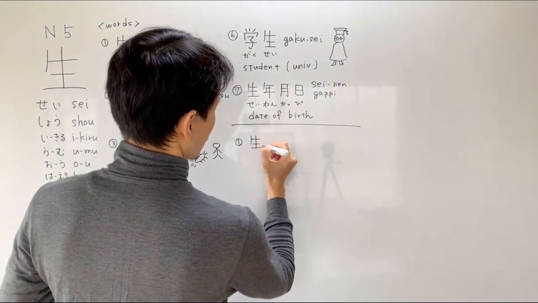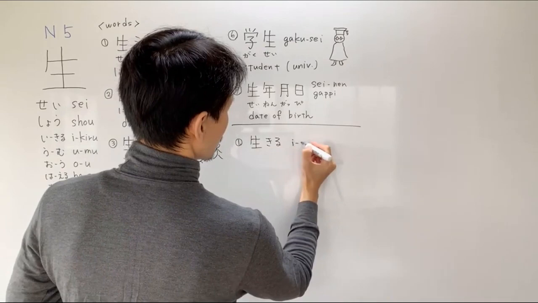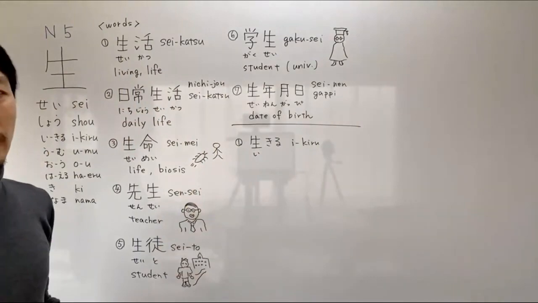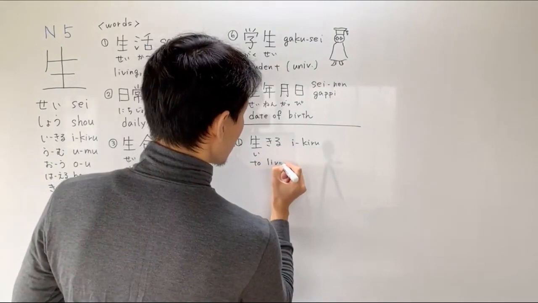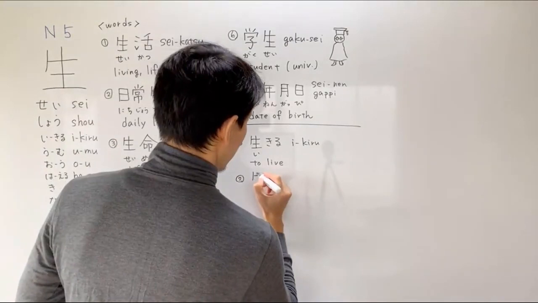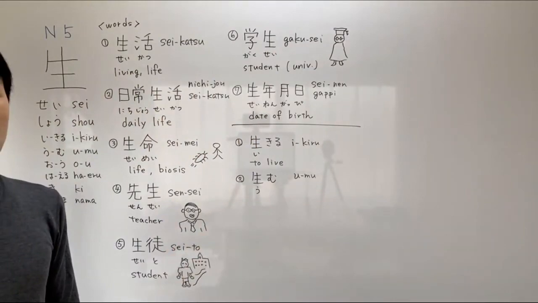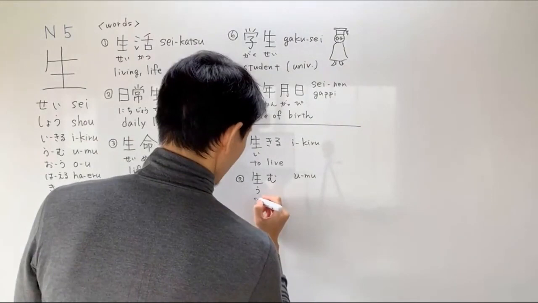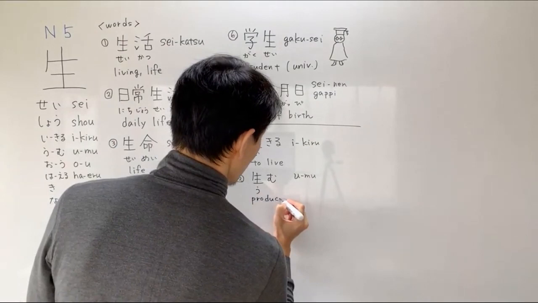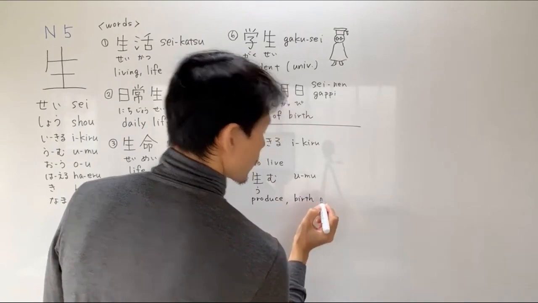Right, number one. Ikiru. Ikiru means to live. And number two, umu, means produce and birth.